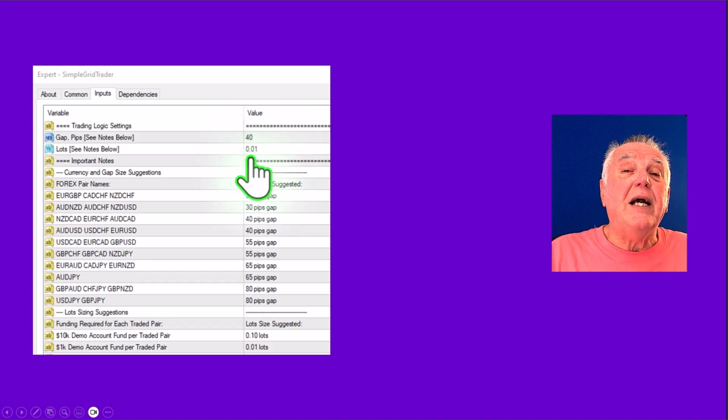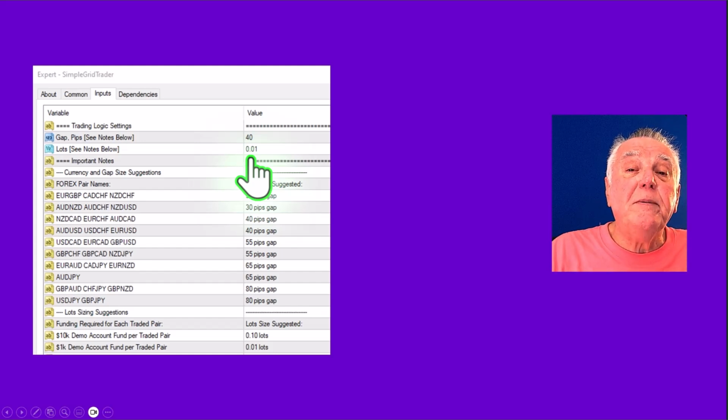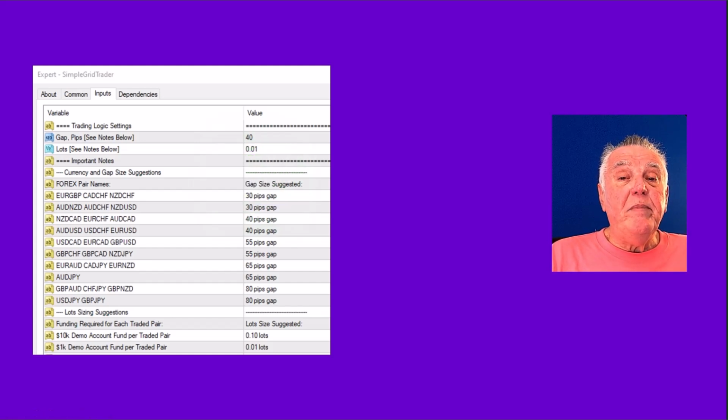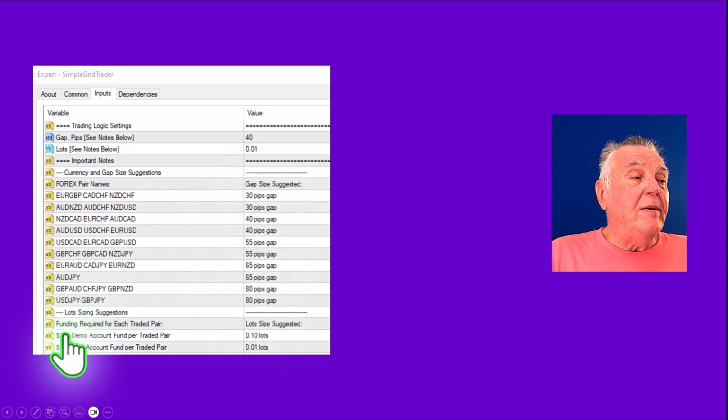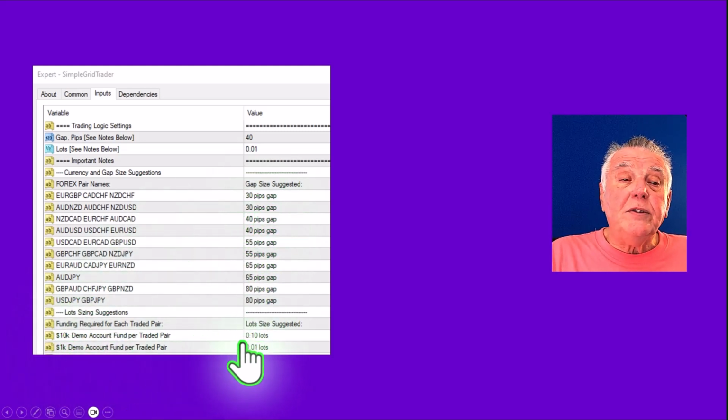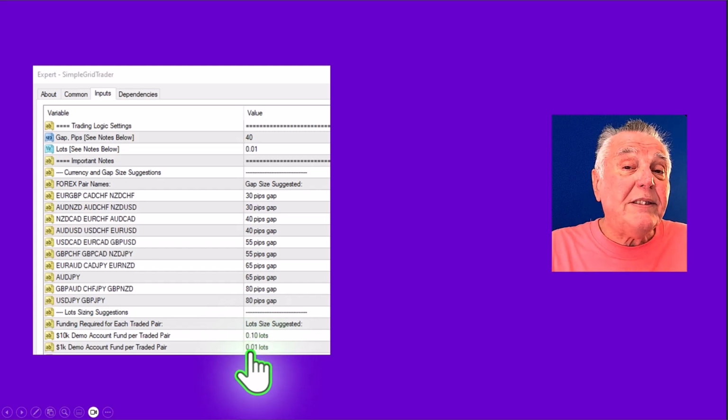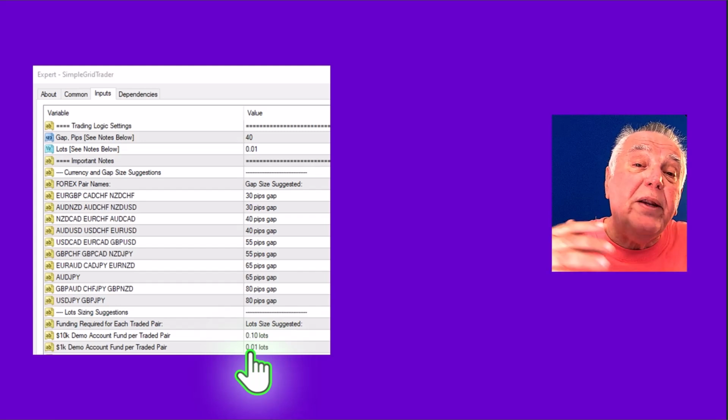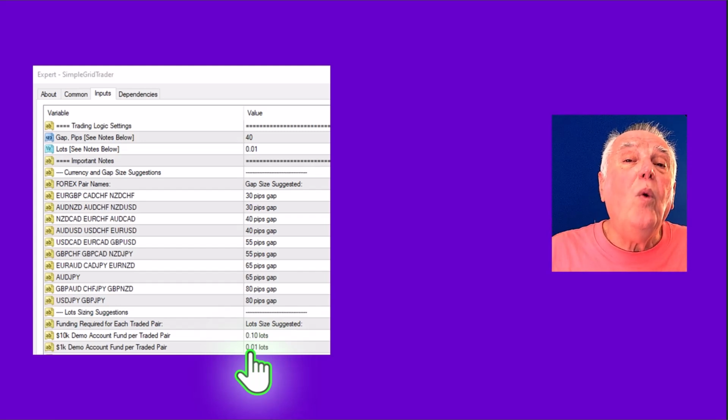Only 2 entries. How's that? That's so simple. That's the most simple EA that you could ever imagine. But we do give you guidance, and here's the guidance. We say these currencies need that gap size, and depending on the size of your account, that's the kind of lot sizing that you use. So we actually give you the settings. You don't have to guess, you don't have to back trade, you don't have to do all kinds of things.